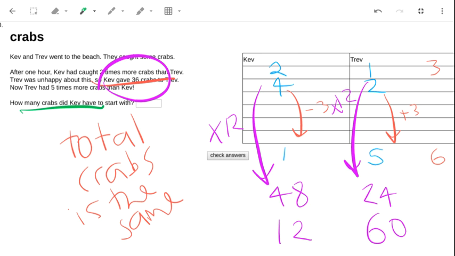How many crabs did Kev have to start with? Well, that is 48.